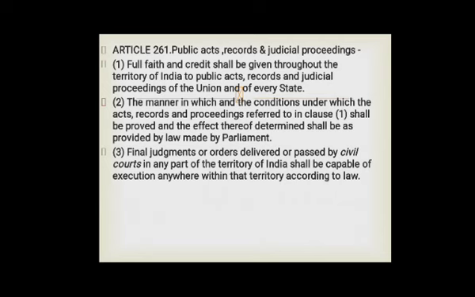Final judgments, now this is important: final judgments and orders delivered or passed by civil courts in any part of the territory of India shall be capable of execution anywhere within the territory of India according to the law. So by Article 261 clause 3, if any civil court is passing any order, then that order has to be followed in any part of India.